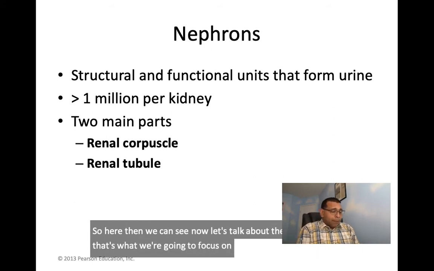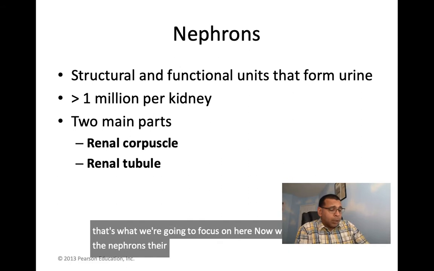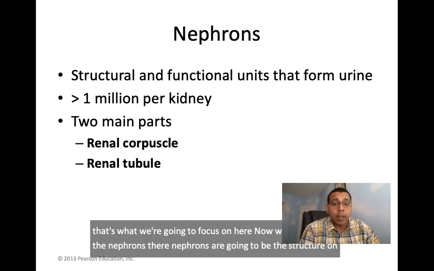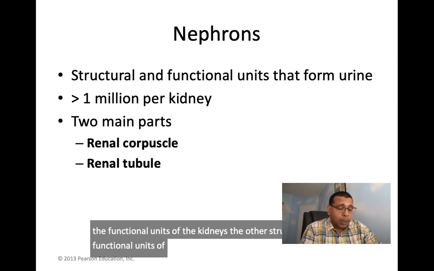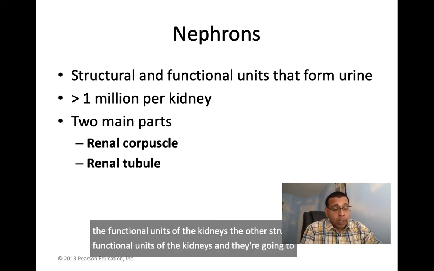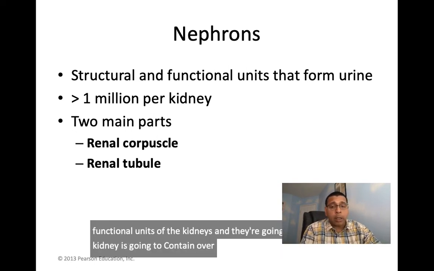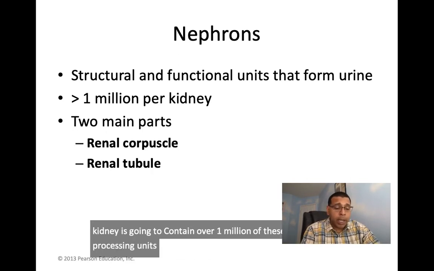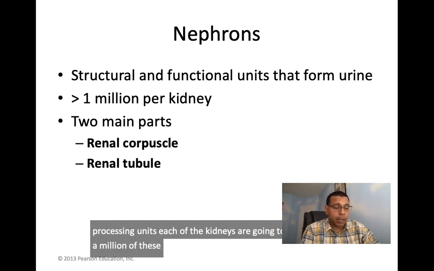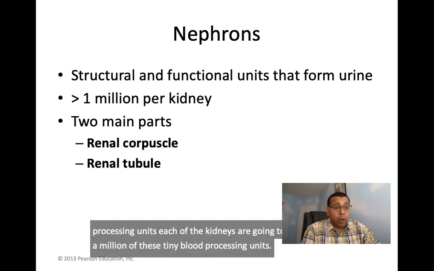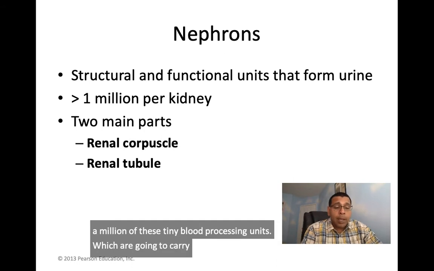Now when we talk about the nephrons, they are going to be the structural and the functional units of the kidneys. Each kidney is going to contain over 1 million of these tiny blood processing units, which are going to carry out the processes that form urine.